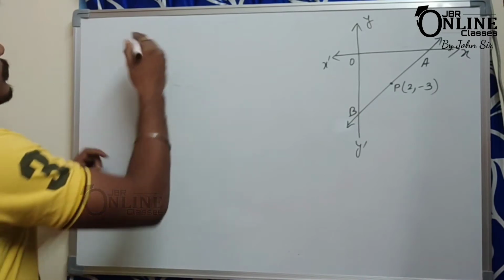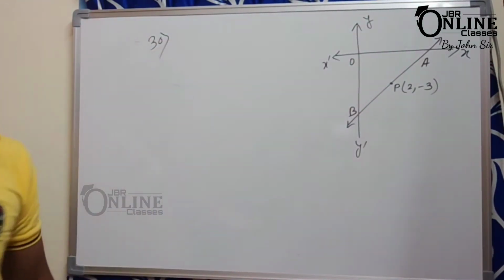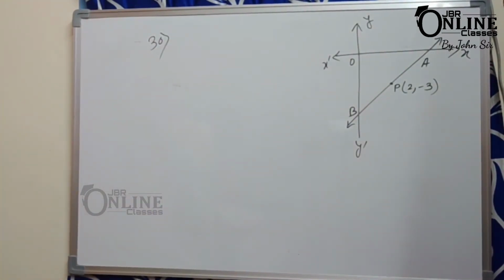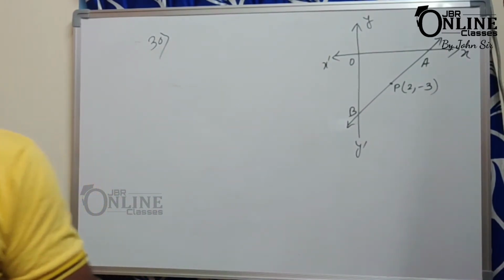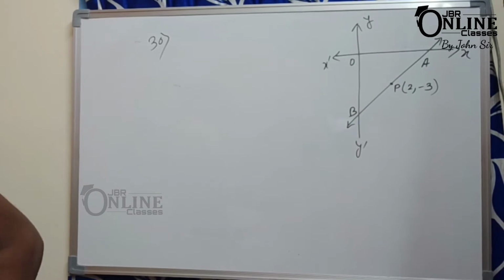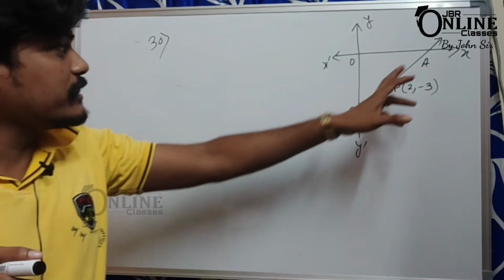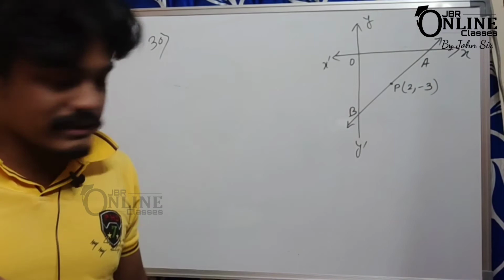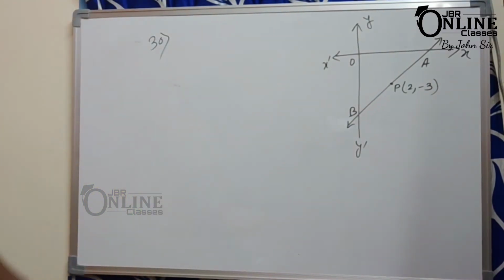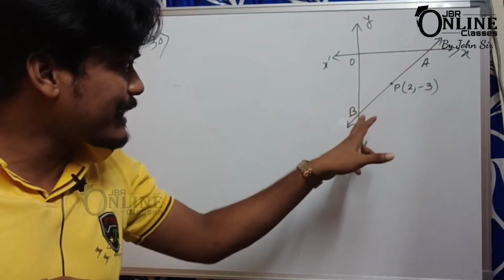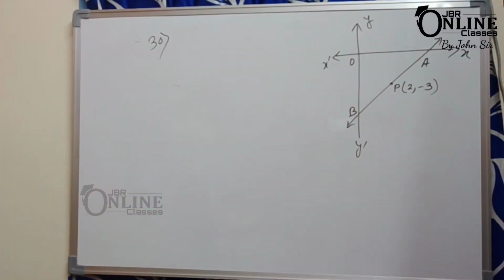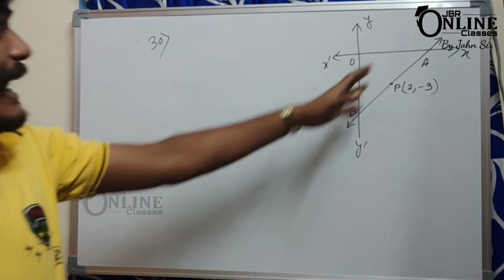Here the next problem, sum number 30. In sum number 30, A and B are two points on the x axis and y axis. Here P (2, minus 3) is the midpoint of that line AB. Now you have to first find the coordinates of points A and B.